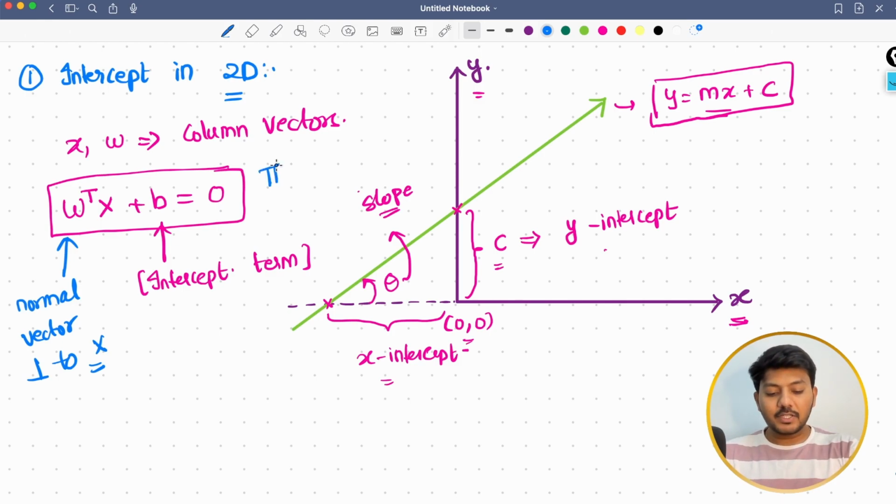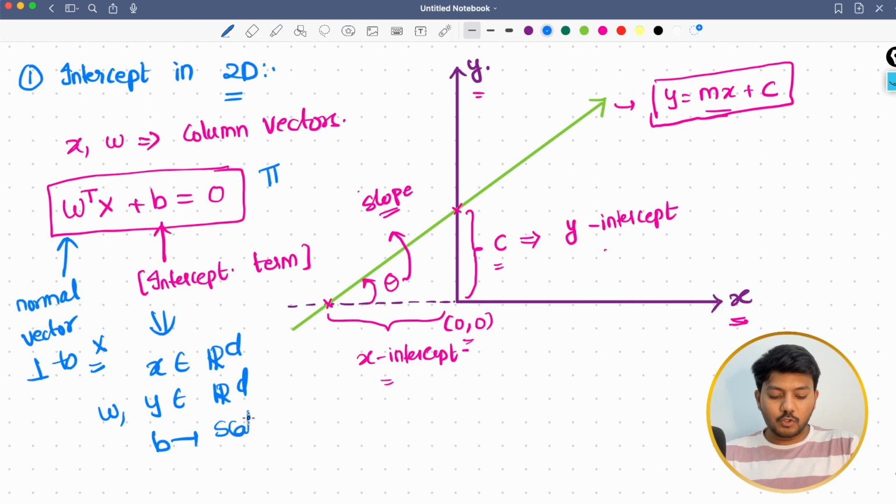If it is 2 dimensions, we can represent it in 2 dimensions as well. Here x belongs to R^d, it could be any number of dimensions, and w belongs to R^d, and b belongs to a scalar. So b is a single value, right? b is called a scalar and we call it the intercept term.